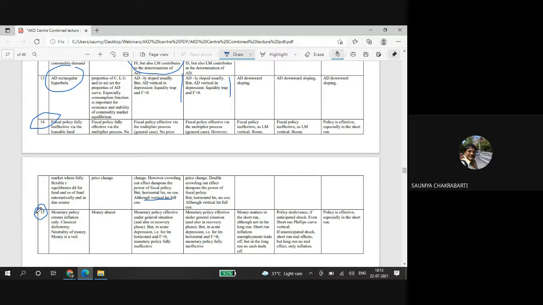But monetary policy, once again, is effective in all the cases except deep depression. Monetary policy is ineffective when I prime is equal to 0, that is, the IS curve is vertical, which is once again a symptom of depression, and the LM curve is horizontal, where there is deep, acute depression. Only in that context is monetary policy futile. Otherwise, monetary policy is effective. So these things we discussed.